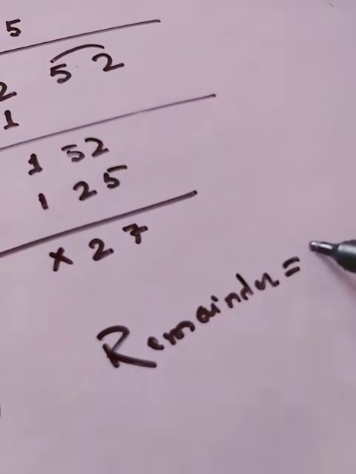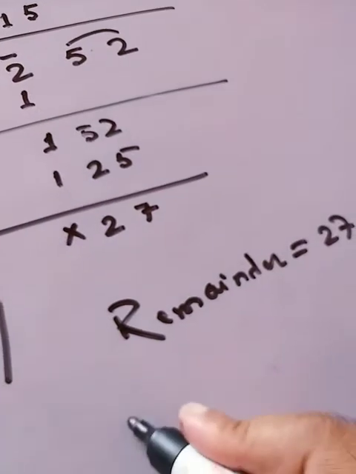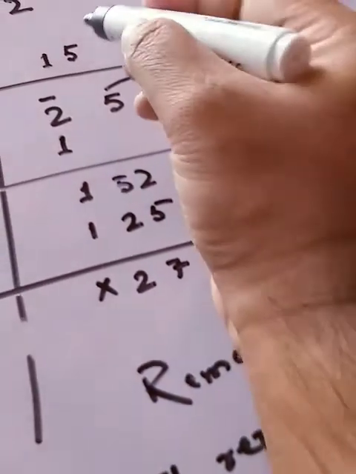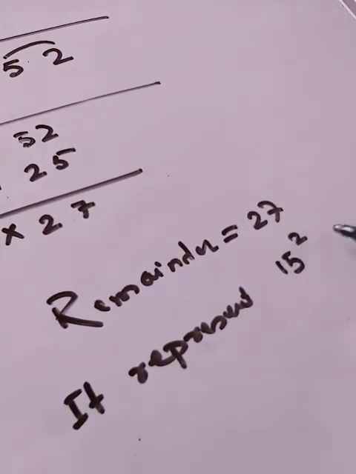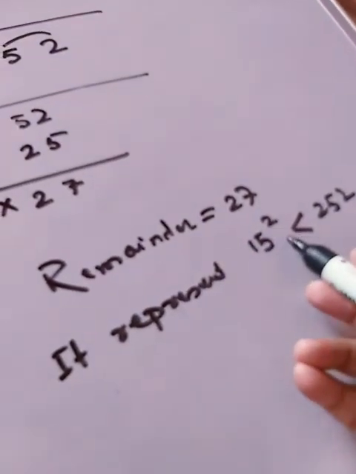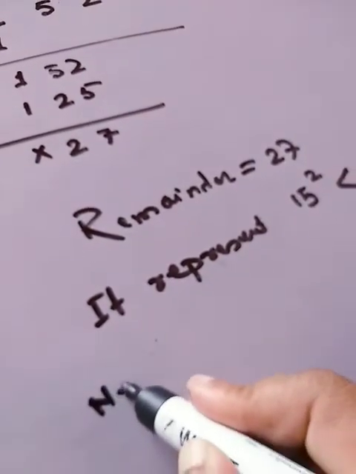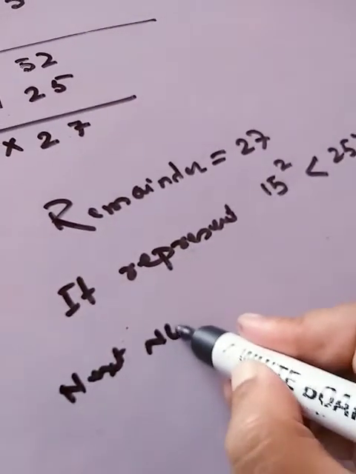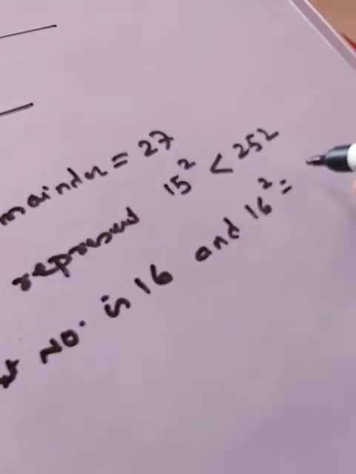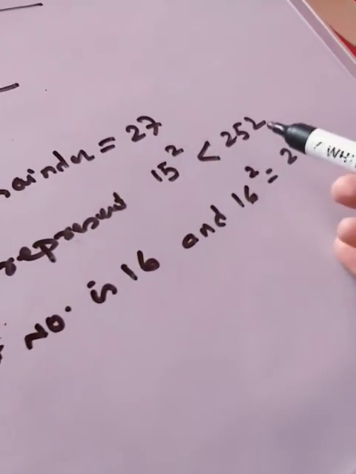I must wonder whether everyone has understood up to this time. The remainder, now what next do we have to write? Yes, it represents that 15 square is less than 252. That's because what is 15 square? 225. Okay, now what is the next number then? Next number after 15 is 16. And what is 16 square? 16 square is 256.